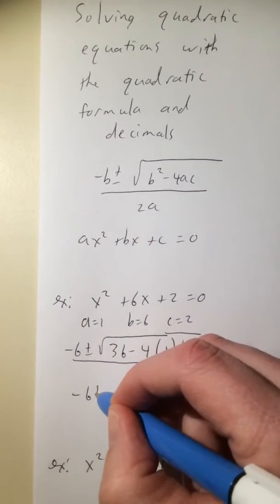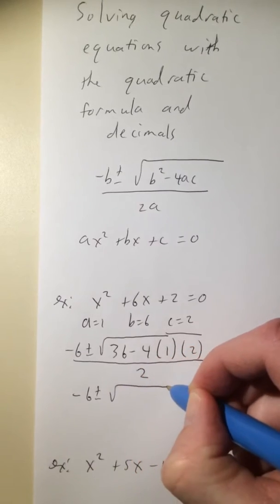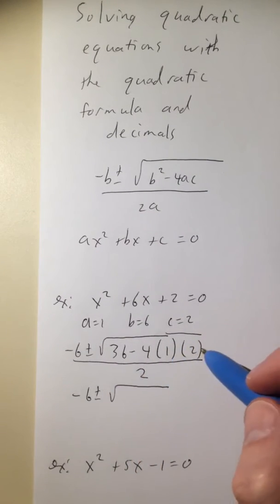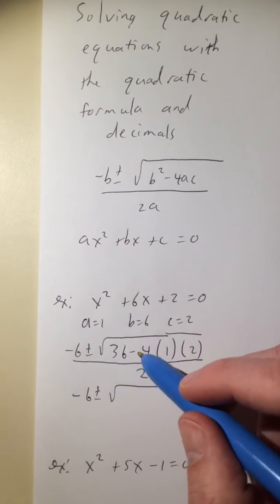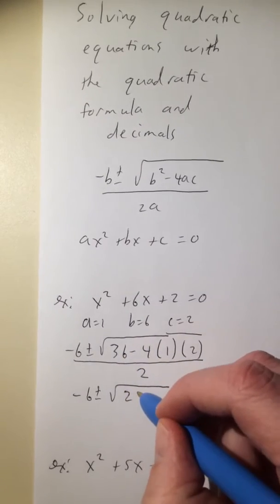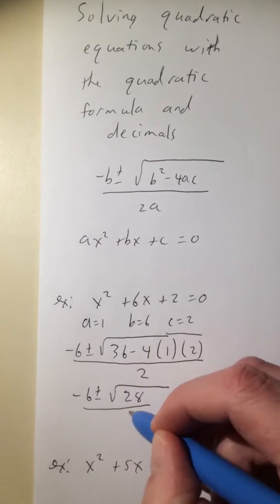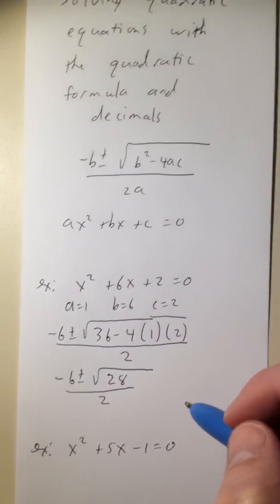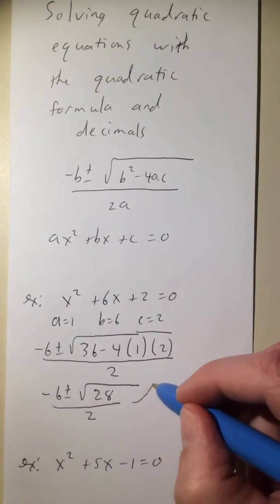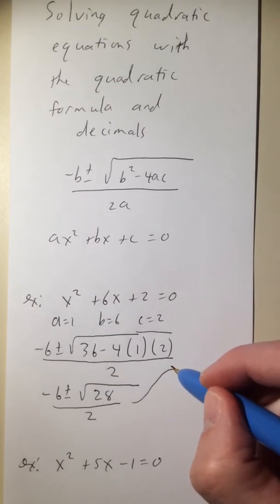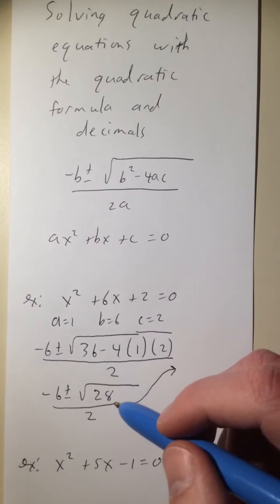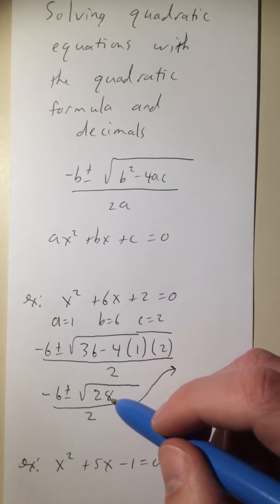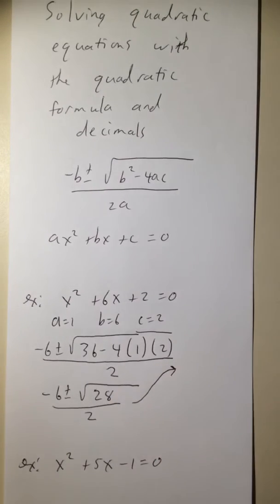So that leaves us with negative 6 plus or minus the square root of 36 minus 4 times 1 times 2. 4 times 1 is 4, times 2 is 8. 36 subtract 8 is 28. And all of that is over 2. Now, unlike our previous examples, 28 does not have a nice perfect square, so we will take the square root of 28 using our calculator.